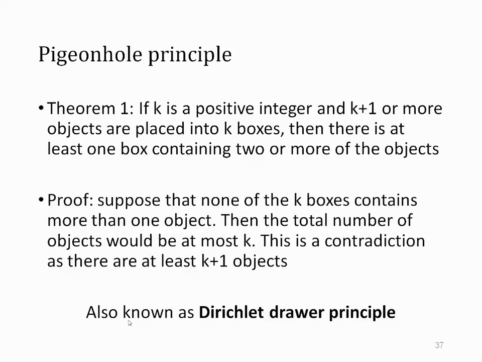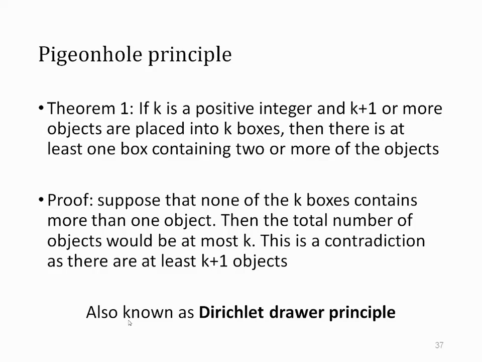Suppose that none of the k boxes contains more than one object, then the total number of objects would be at most k. Obviously this is a contradiction, since there are at least k plus 1 objects. So this is called proof by contradiction. We take the opposite side and disprove it, so that the original statement is true.